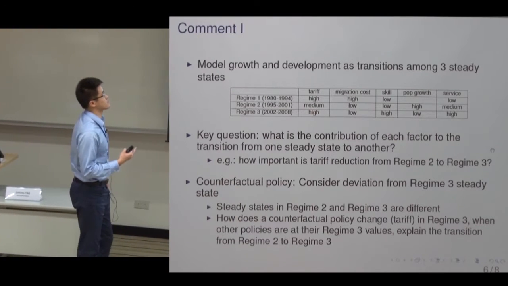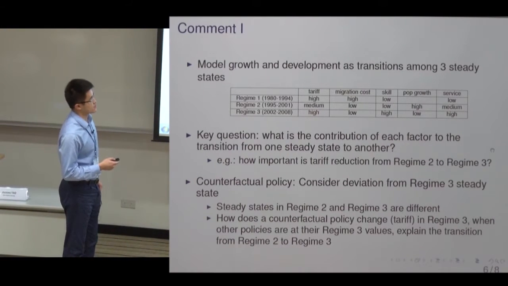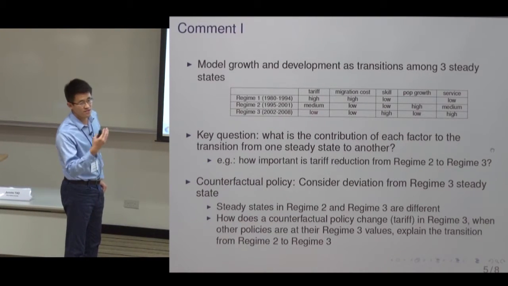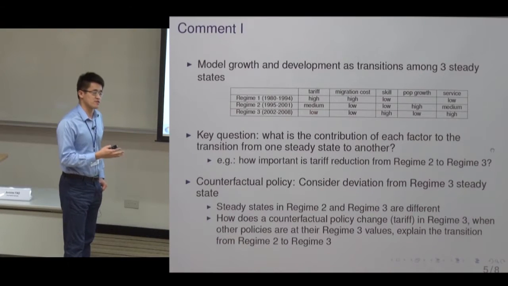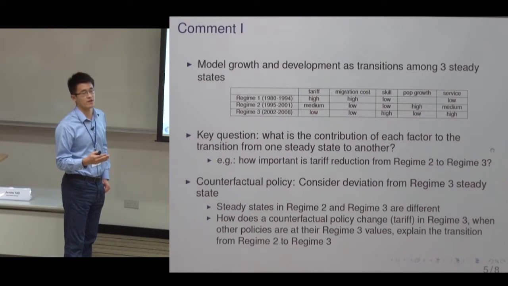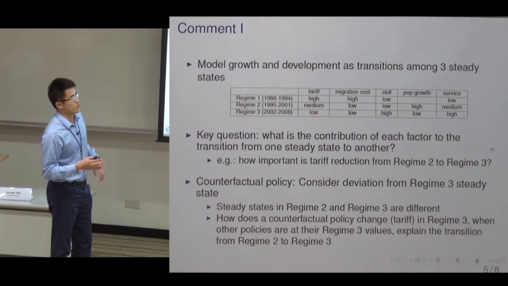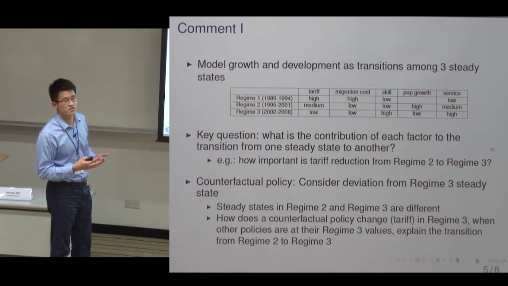In effect, my understanding of this type of exercise is that it's considering the deviation from the regime 3 steady state. Because when we consider regime 3, we only change the tariff to the regime 2 value, holding other policies at their value in regime 3. So this is like a deviation from the regime 3 steady state. The paper tries to answer the contribution of each factor to the transition from steady state 2 to steady state 3. But this exercise is mainly a deviation from steady state 3. So I'm not quite convinced that this type of exercise is going to answer the transition.